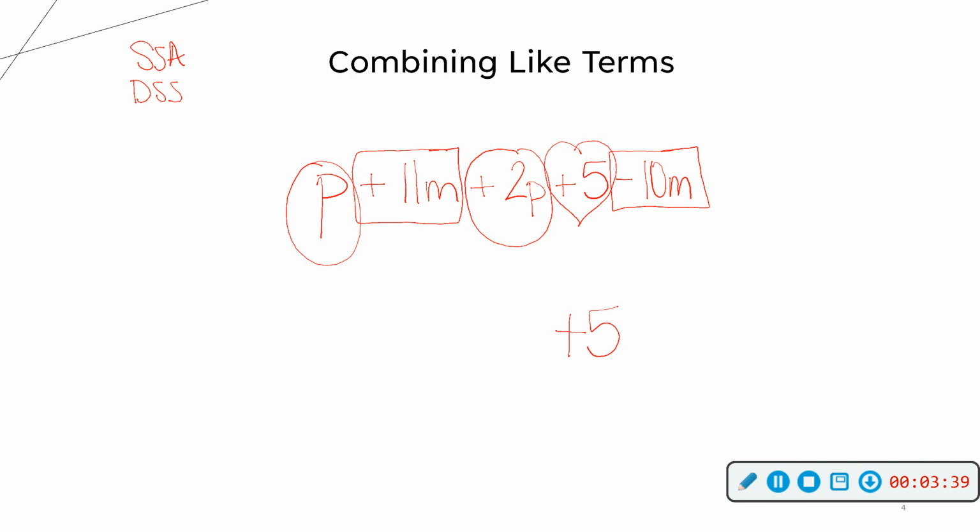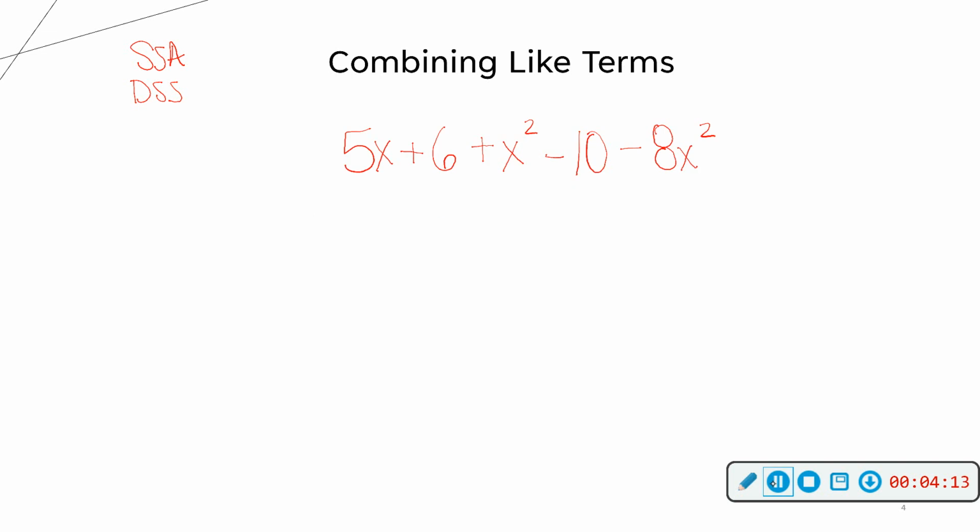Now, let's combine the others. In this case, p, remember a single variable just represents 1. So 1 plus 2p gives me 3p. Then 11m take away 10m. Again, remember our signs: they're different signs, so I'm going to subtract, and I have just 1m left over. So 3p plus m plus 5. Let's try one more.